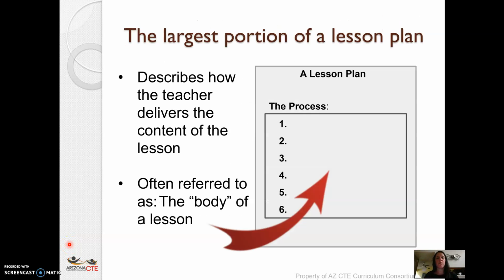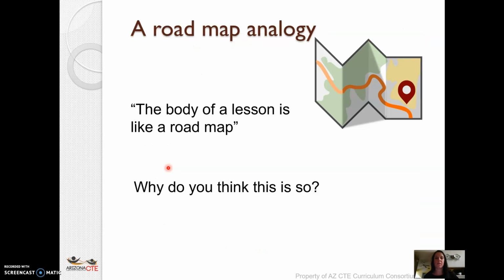Remember that the process part of the lesson plan describes how the teacher is going to deliver that content. That's why it's super crucial to take some time and really figure out how you are going to get the content across. So take a minute, think about this. The body of a lesson is like a roadmap. Why do you think that is so? Go ahead and answer that on Edpuzzle.